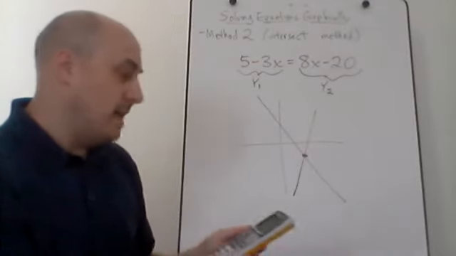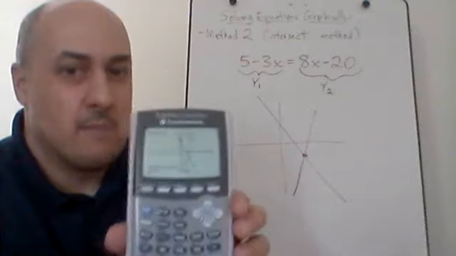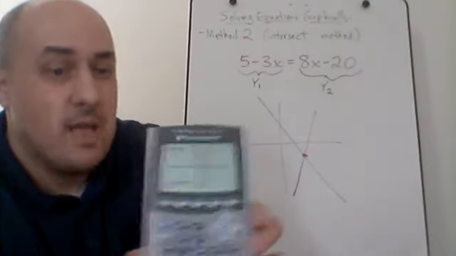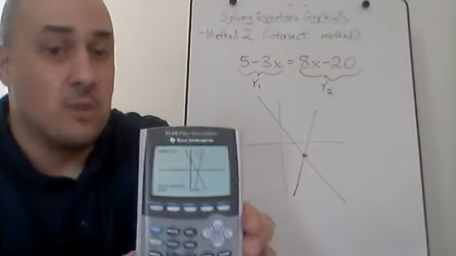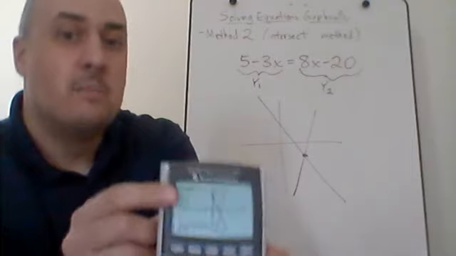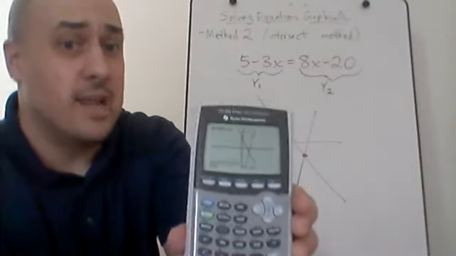So I choose intersect, and in this case, it doesn't ask me for a left and a right bound like when I have to do the x-intercepts. It just asks me for the first curve. And notice up here it tells me that it already has the cursor on the y1, so I just have to hit enter. It asks me then for the second curve, but again up here it tells me that it already has the cursor on the y2, so once again I just hit enter.